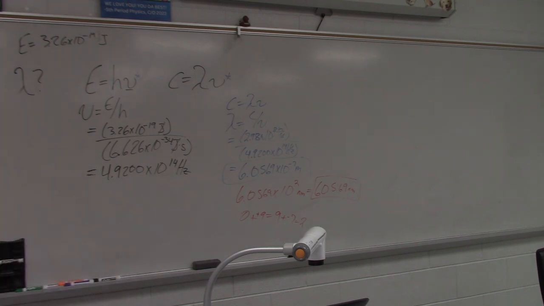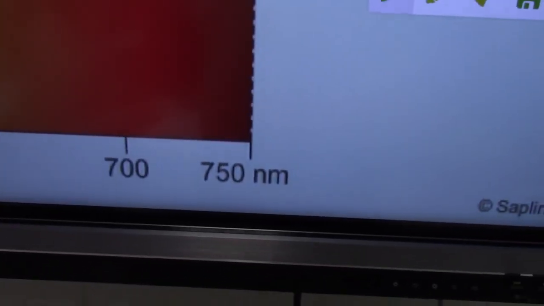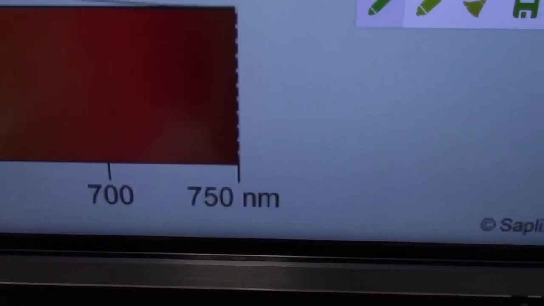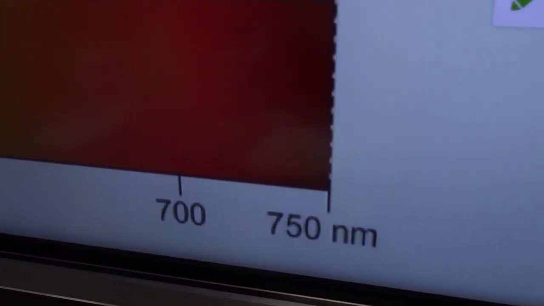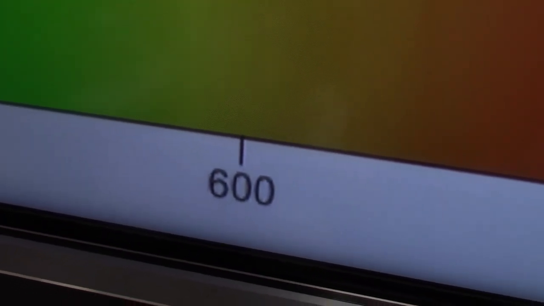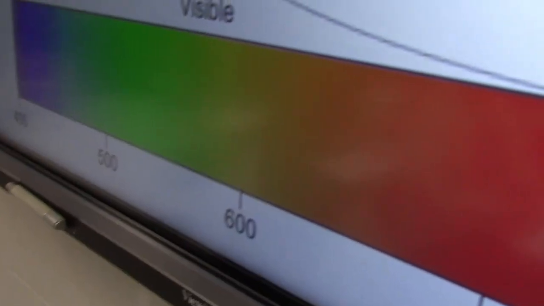Now, I'm going to use that number to determine if I have visible light or not. Remember, if we have visible light, we have to state the color. If we don't have visible light, we have to determine what type of electromagnetic radiation it is. So I look here, starting from the right at 750 nanometers. I'm looking for 605 nanometers. Well, there's 600 nanometers. Well, hot dog. We got pretty orange here.